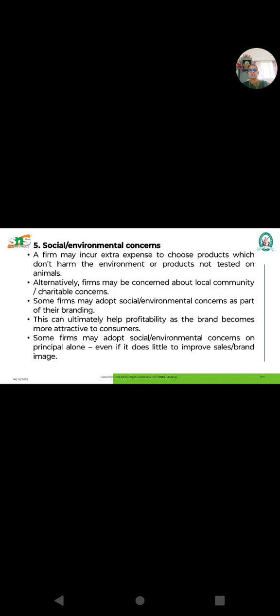And next is social and environmental concerns. In this case, a firm may incur extra expenses to choose the product which will not harm the environment or products not tested on animals. So in this case, whatever goods we produce, it should not create any environmental effects.